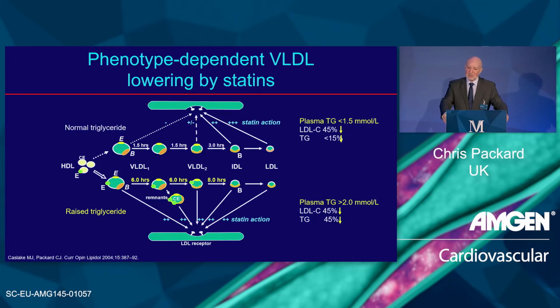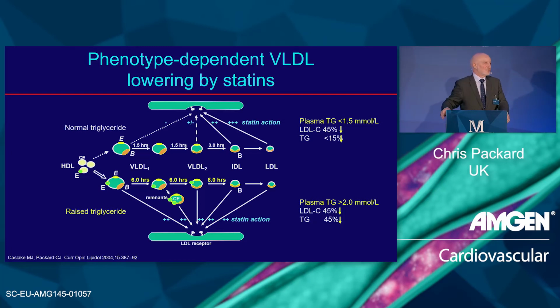What about the actions of drugs on non-HDL cholesterol or the total atherogenic profile that you see in the bloodstream? Well, this is from a long while ago, but we now understand, or we understood then, that if you have a low triglyceride level and give somebody a statin, most of what you lower is LDL cholesterol. LDL cholesterol can go down 45%. Triglyceride hardly budges at all if you have a triglyceride less than 1.5 millimoles per liter.